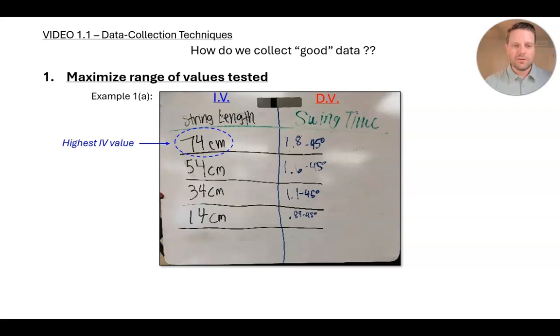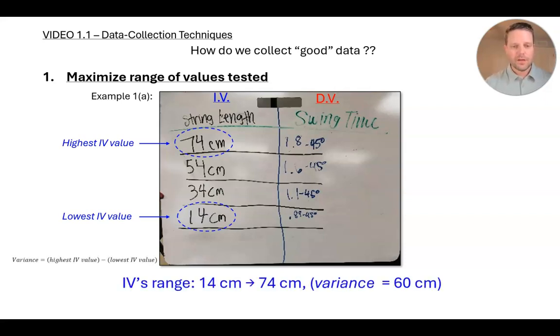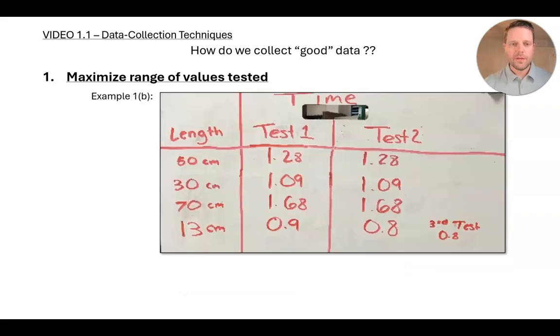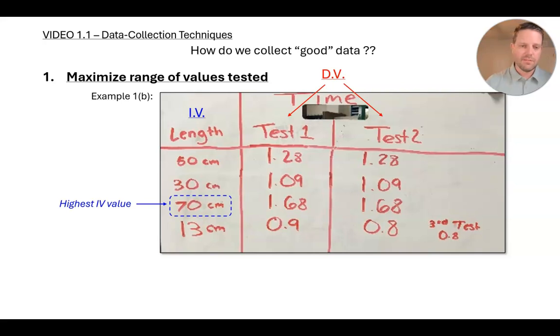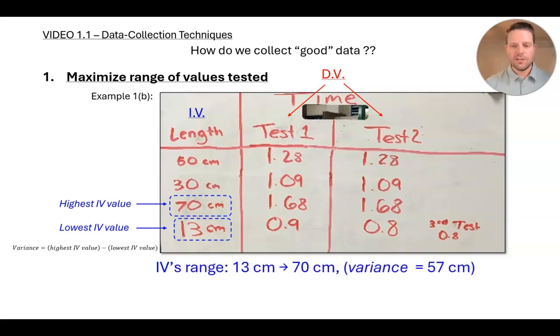Our highest value of the choices for length was 74, and the lowest value was 14. If we want the variance, we take the difference between those two. That means 74 minus 14 gives us a variance of 60. If we look at B, again this is going to be lengths. They tested each length twice, but I just want to look at the independent variable, which is that length. Of the four different lengths they chose, 70 was the highest and 13 was the lowest. Subtracting those two gives a variance of 57 centimeters.